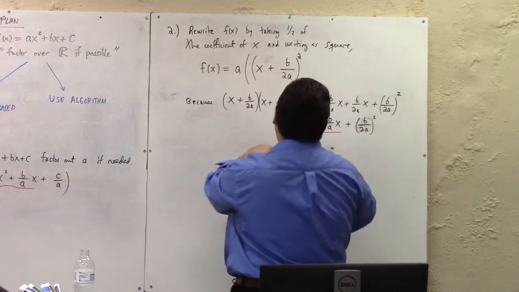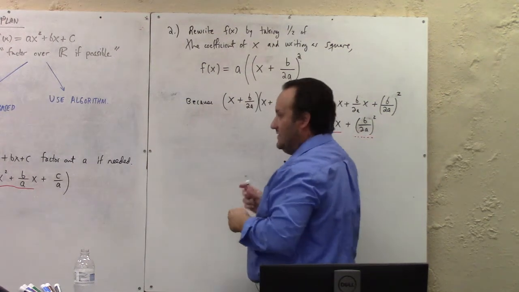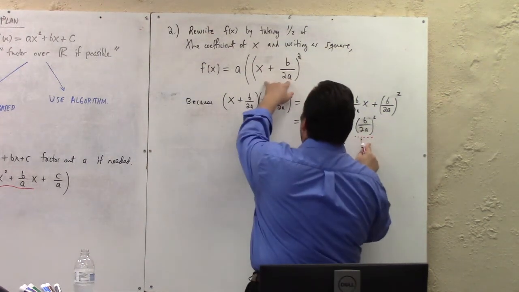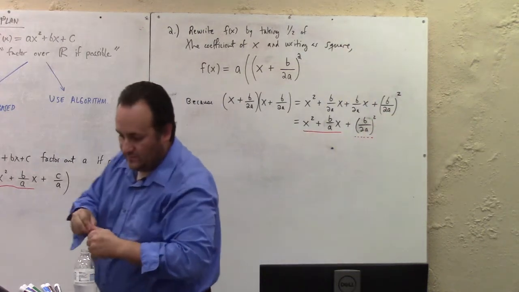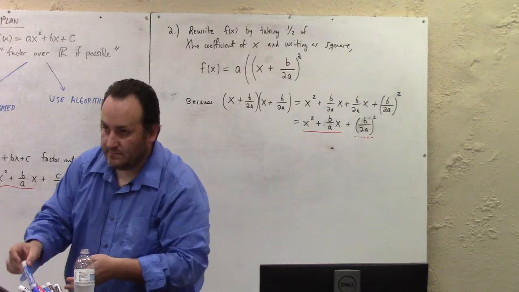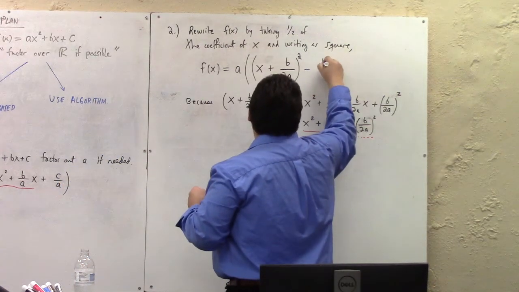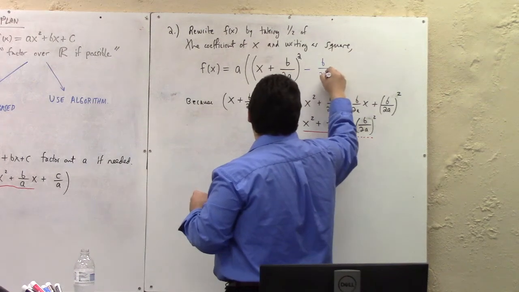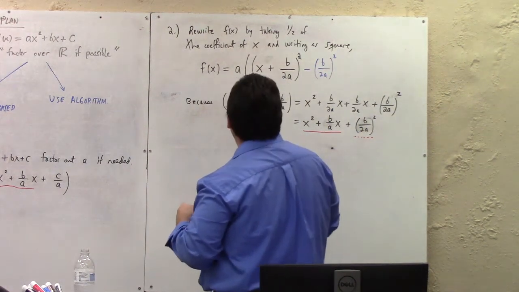But when I do that, I've added that. See, this wasn't there before. If I write this, it's effectively adding this much. So we can't just add things to an equation. We have to subtract them if they weren't there to start with. So we subtract b over 2a squared. And then what else is there?